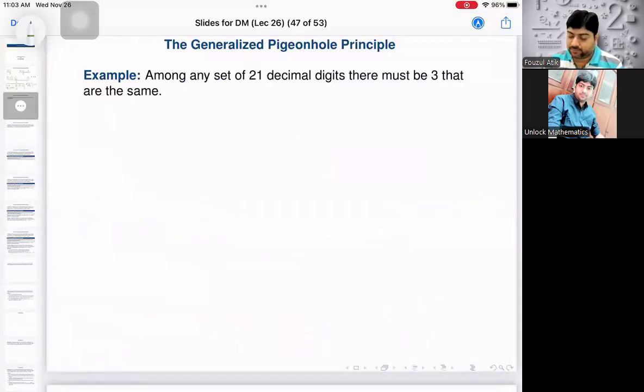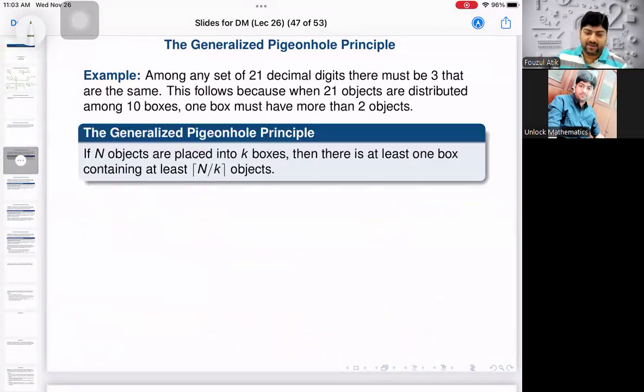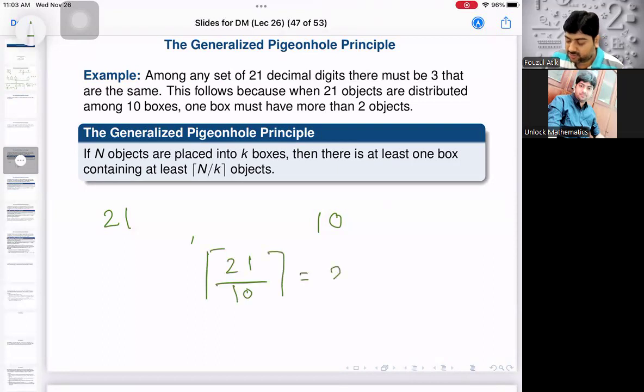Now, this one we have already discussed. What is the generalized pigeonhole principle? If n objects are placed into k boxes, then there is at least one box containing at least the ceiling of n by k objects. That is what we have seen. Initially we had 21 objects, that means 21 digits. And we had 10 possible positions because we have a maximum of 10 different digits. And then we guaranteed that 3 will be the same. So 21 divided by 10, ceiling of it, so 3 will be of the same type. Correct? So this is called the generalized pigeonhole principle.